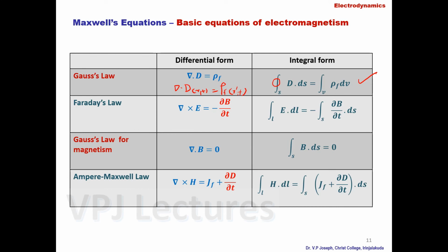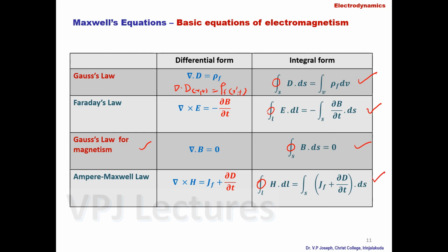Then this is Faraday's law. The second equation, del cross E is equal to minus dou B by dou t, or closed line integral E dot dl is equal to surface integral of minus dou B by dou t dot ds. Faraday's law. Then Gauss law for magnetism, that is del dot B is equal to 0, or closed surface integral B dot ds is equal to 0. That is the third equation. Then the fourth one, Ampere-Maxwell law, del cross H is equal to Jf plus dou D by dou t, or closed line integral H dot dl is equal to surface integral of Jf plus dou D by dou t dot ds.